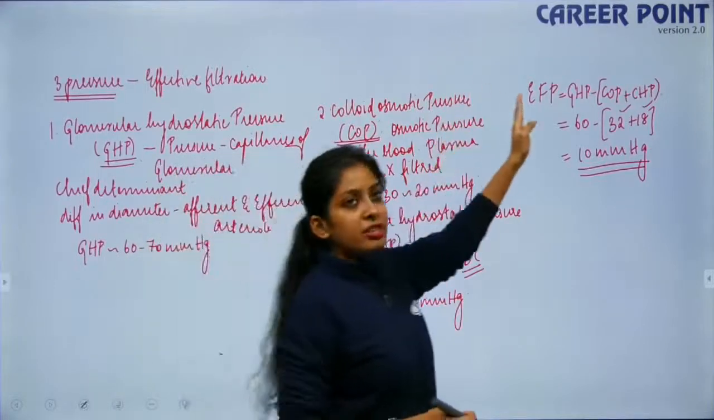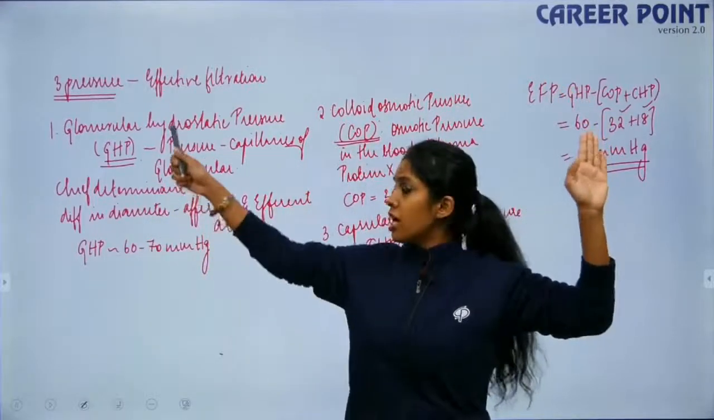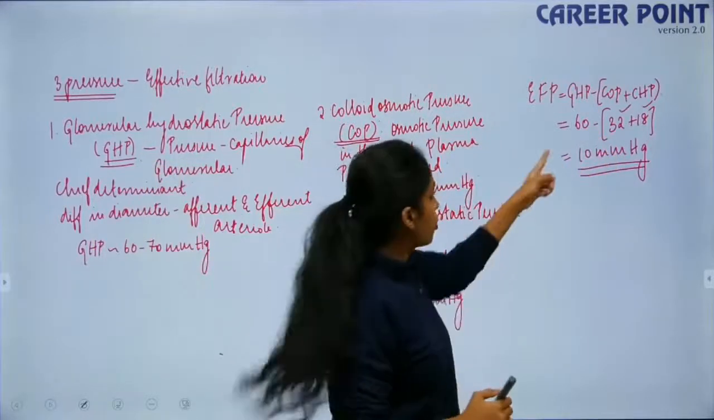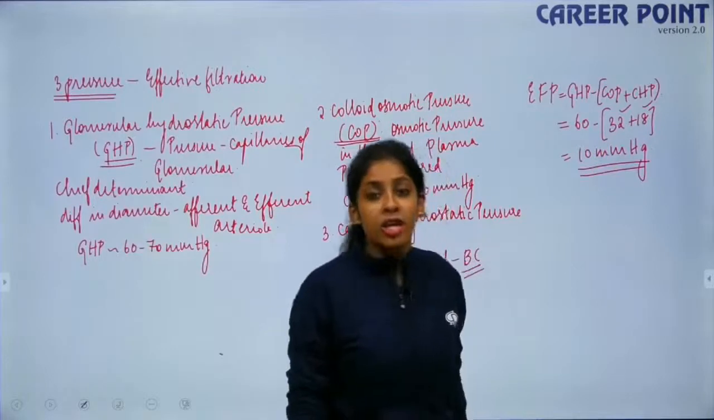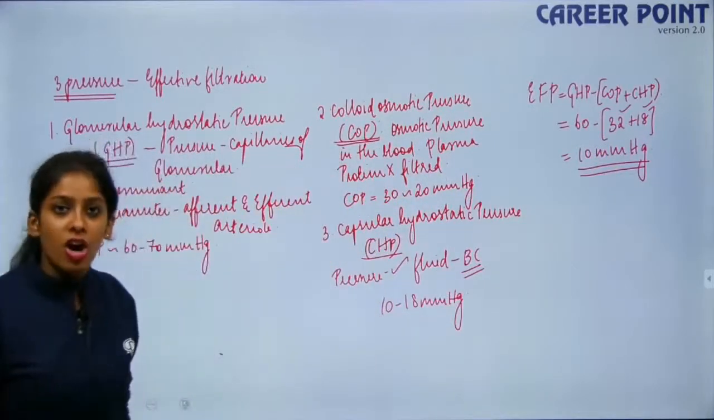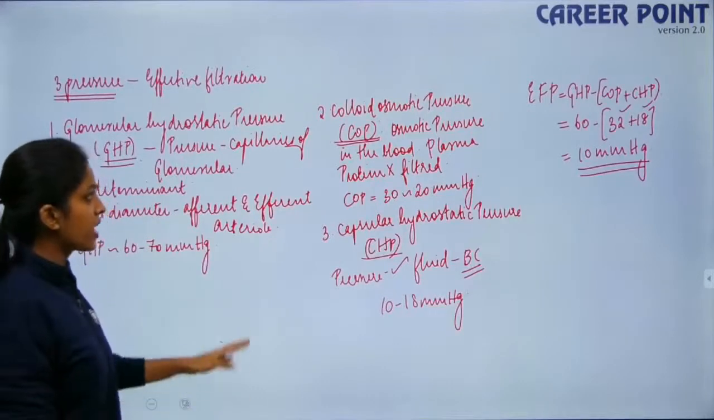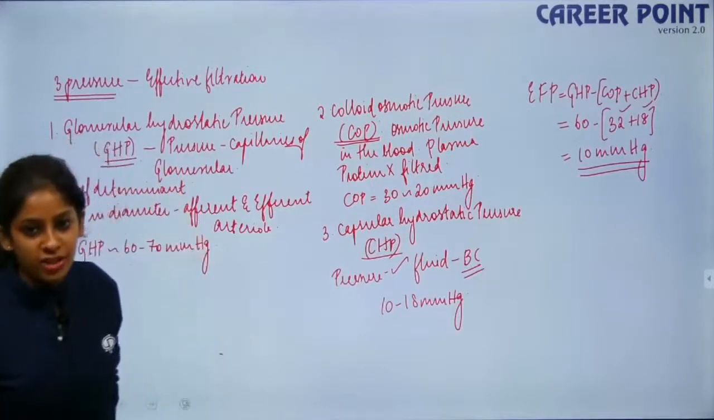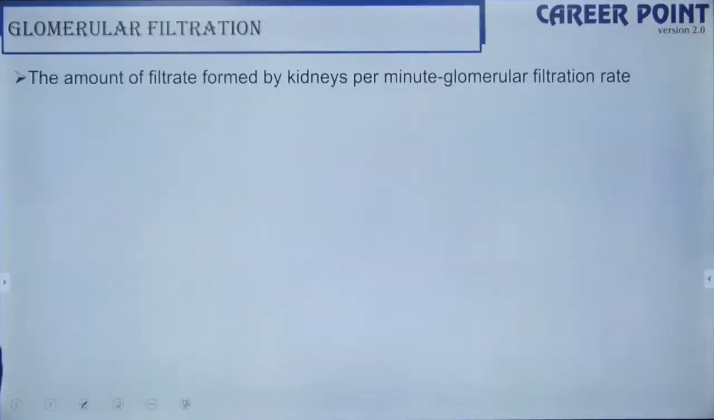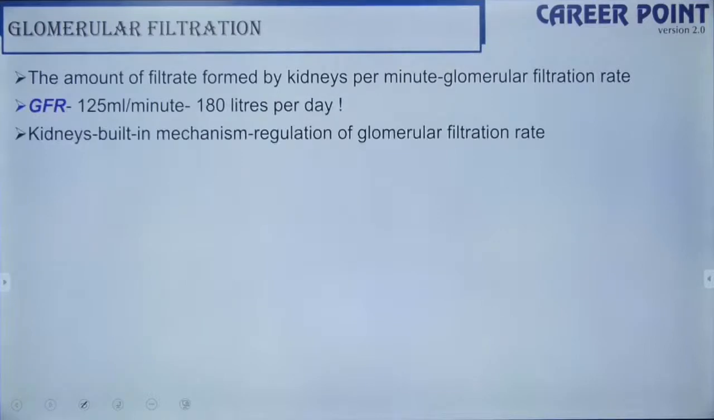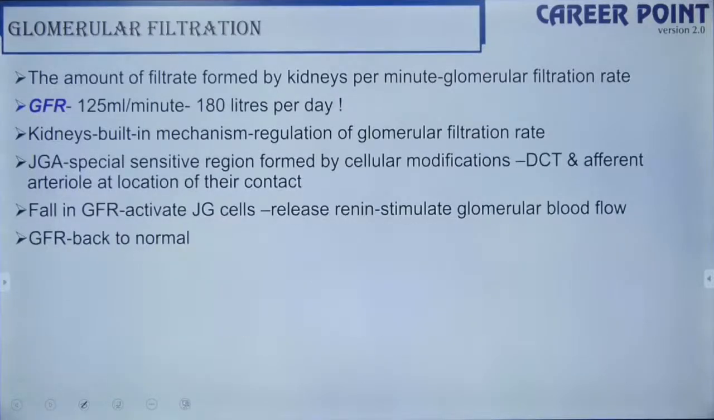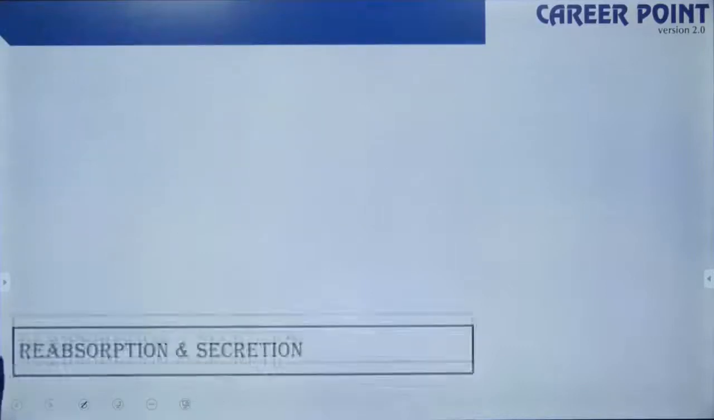So the effective filtration pressure is equal to GHP minus the sum of these two. I have taken the average values, so the effective filtration pressure is 10 mmHg. Alright, done? So this is about the pressure that I wanted to tell you. Now we move forward. I told you what glomerular filtration pressure is. Suppose your glomerular filtration pressure falls down.